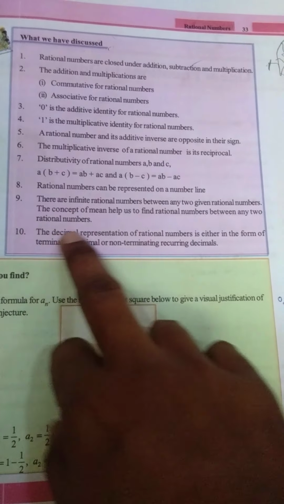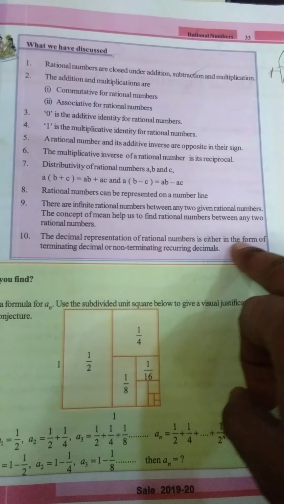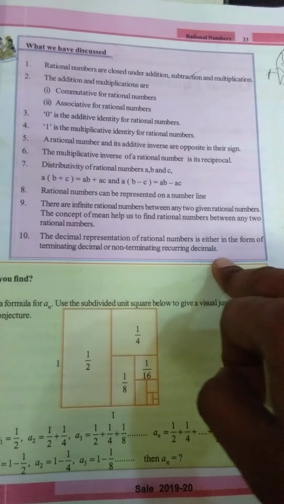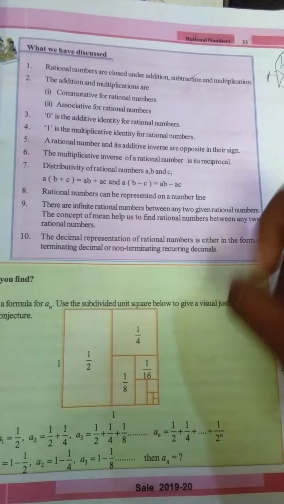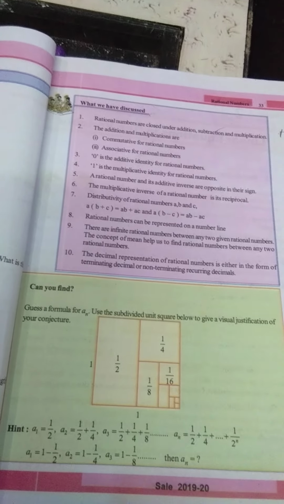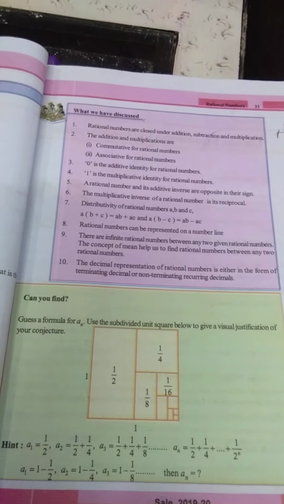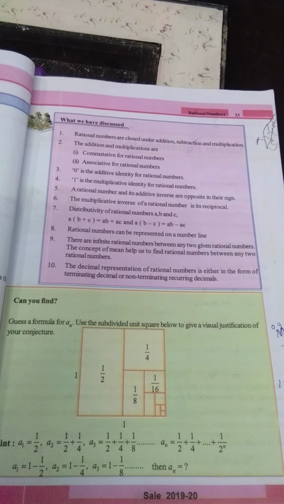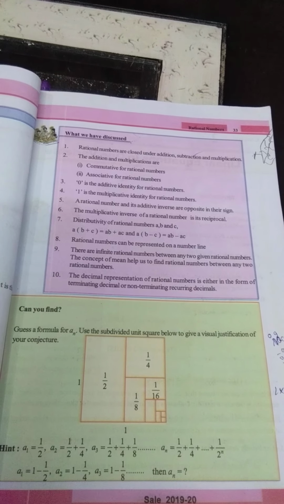The decimal representation of rational numbers is either a terminating decimal or a non-terminating recurring decimal. If you get a remainder of 0, it is said to be a terminating decimal. If you get a remainder other than 0, you have a non-terminating recurring decimal. Next, from this you have completed the first chapter.